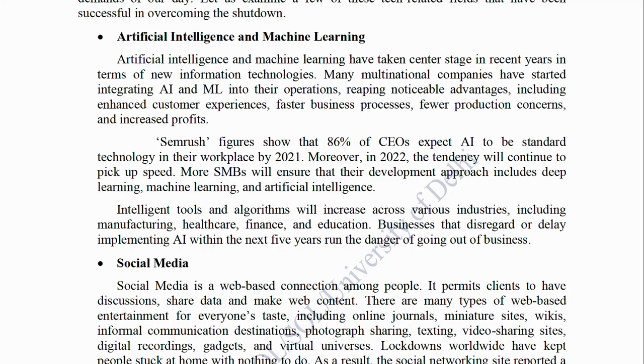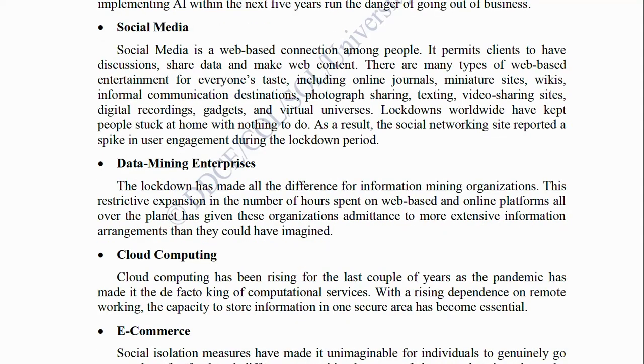SEMrush figures show that 86% of CEOs expect artificial intelligence to be standard technology in their workplace by 2021. Moreover, in 2022, the tendency will continue to pick up speed. More SMBs will ensure that their development approach includes deep learning, machine learning, and artificial intelligence. Intelligent tools and algorithms will increase across various industries, including manufacturing, healthcare, finance, and education. Businesses that disregard or delay implementing artificial intelligence within the next 5 years run the danger of going out of business.